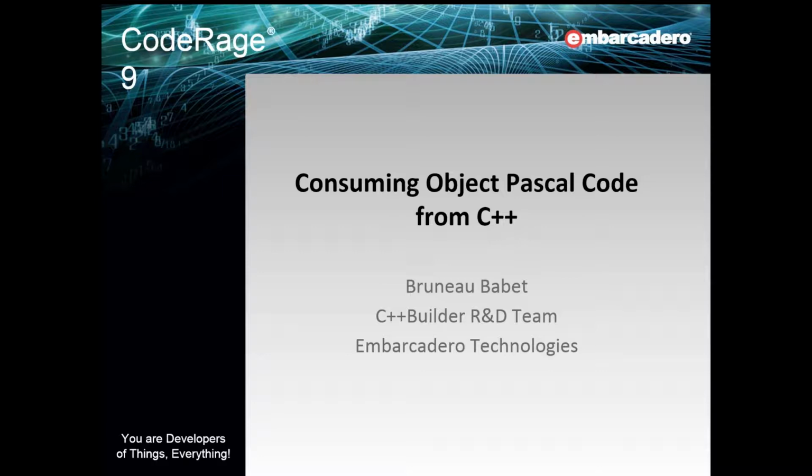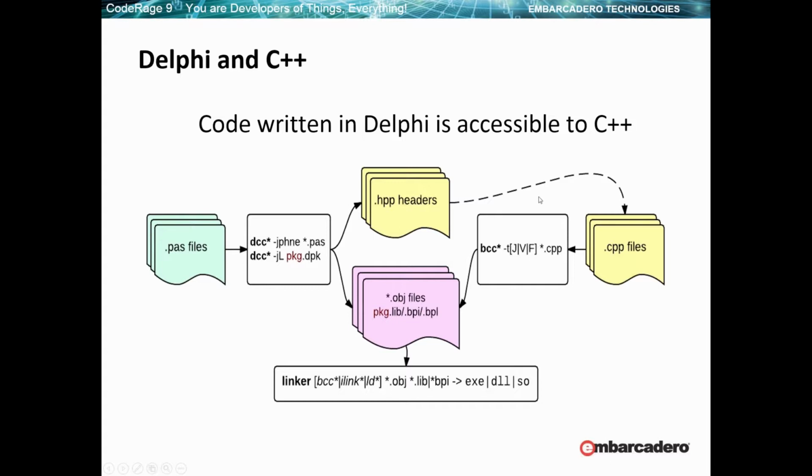These are the extensions in the compiler that make it easier to consume Object Pascal code, because the frameworks we ship, FMX and VCL, are both built in Object Pascal. And what happens is C++ can access this code, because code that comes from Delphi is fully accessible to C++. So I have a little something just to illustrate what happens.